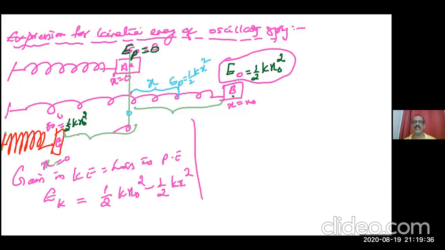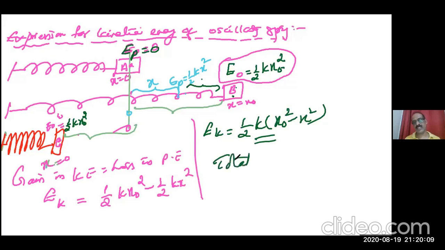Gain in kinetic energy is equal to loss in potential energy. Gain in kinetic energy is Ek, the kinetic energy symbol. Maximum distance gives half k x naught squared, here half k x squared. Then Ek is equal to half k times x naught squared minus x squared. This is a formula.